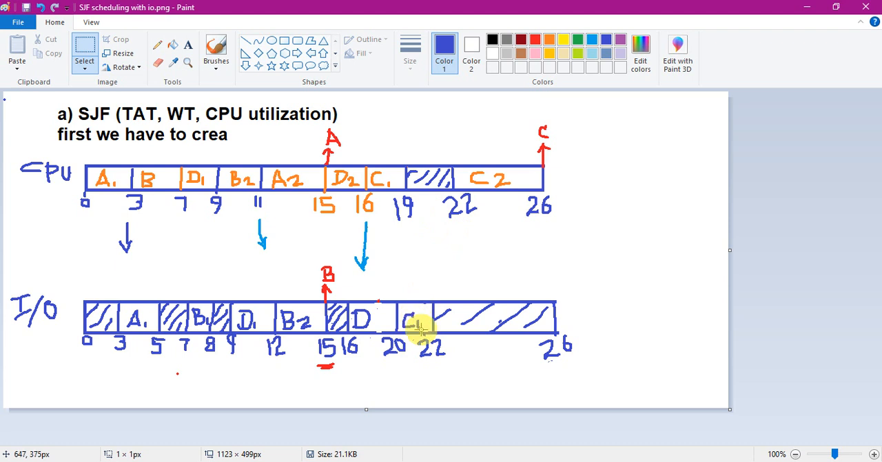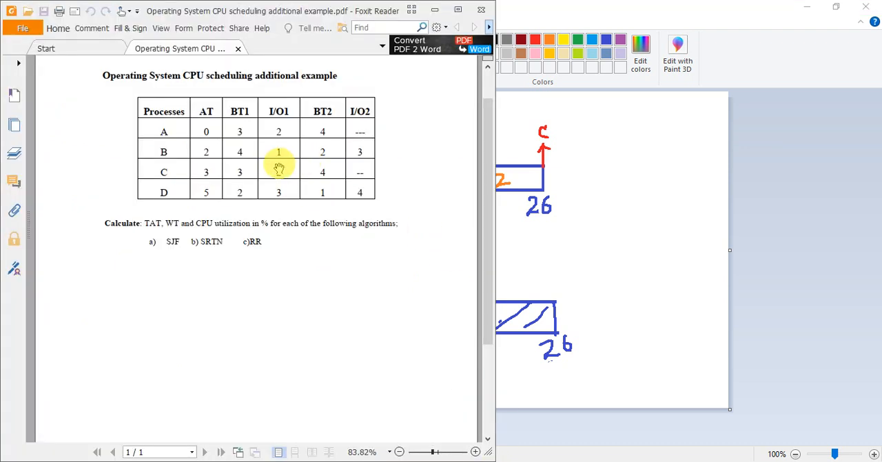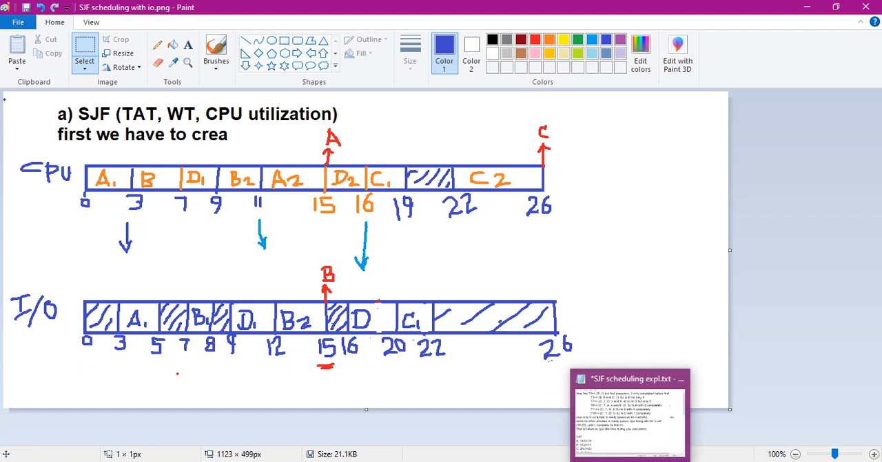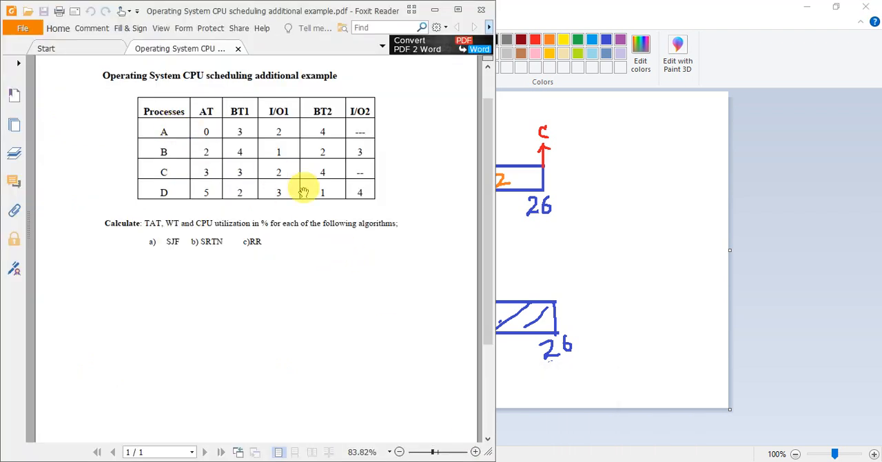After completion of D, we get 20 and 2 units of the first I/O request is there, and now we get the next burst request for C. So C is the last process to leave the system. The I/O is idle after the completion of C. So this is the Gantt chart for the CPU and this is the Gantt chart for the I/O. You have to take your own work and complete these results.